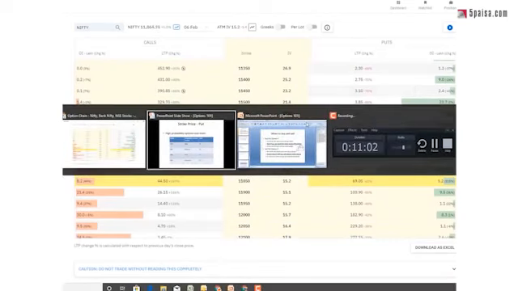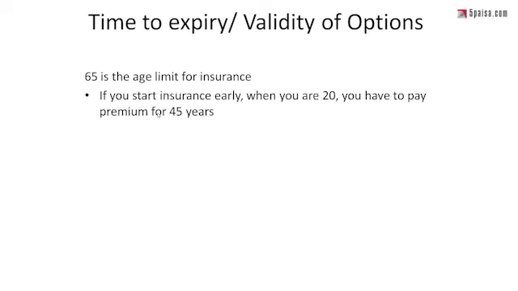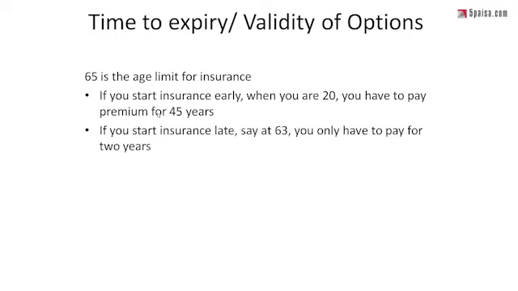Now let us go to the next thing, which is time to expiry. So my question to you is, which one is worth more, a long-term option or a short-term option? So again, let's not think theory, let's just think of insurance, right? If you're taking insurance at the age of 20, and 65 is the age limit for insurance, you have to pay premium for 45 years. It's a lot of money. Whereas if you start insurance late, say at the age of 63, you only have to pay for 2 years. It's less money. Of course, the premium amount is different. That's a different concept.